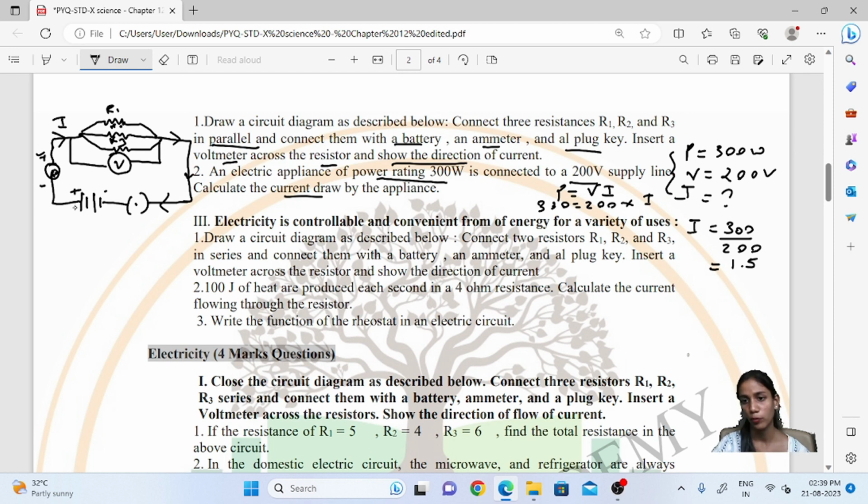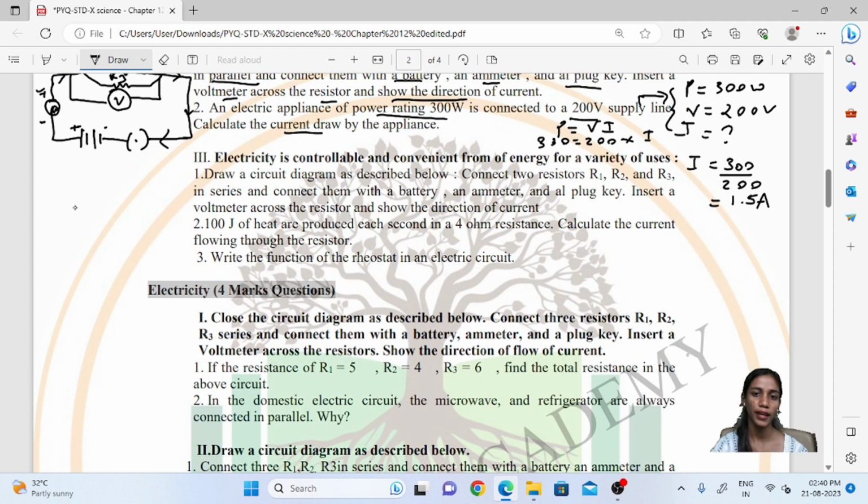Yes, 1.5. Now what is the most important thing over here? Writing the SI unit. The SI unit of current is the ampere. Okay, so this is the solution of this problem. Now we will be moving on to the next.